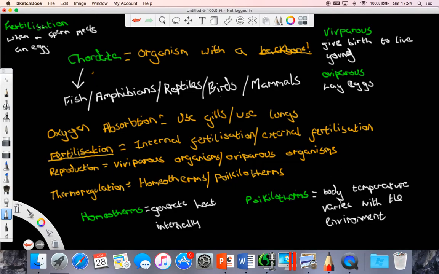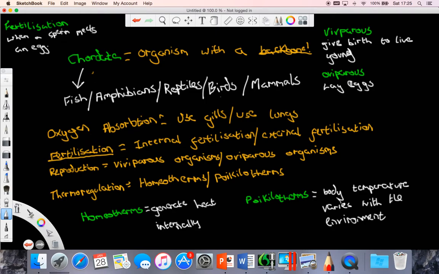So these are the different ways that you need to know that chordata are separated. So just to summarize, chordata are organisms with a backbone. You must say backbone, okay, not spinal cord. They have a backbone, and these can be separated into fish, amphibians, reptiles, birds, and mammals. We need a different way in which we can separate these. We can do that through oxygen absorption. Some use gills, such as fish, whereas some use lungs, such as mammals.